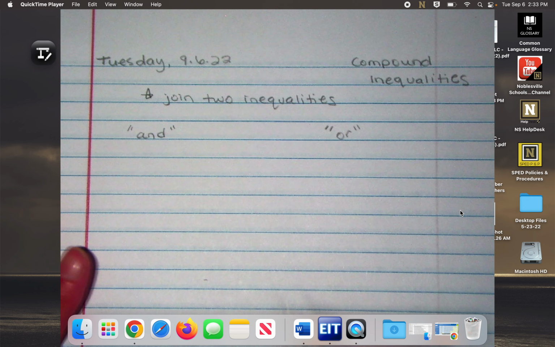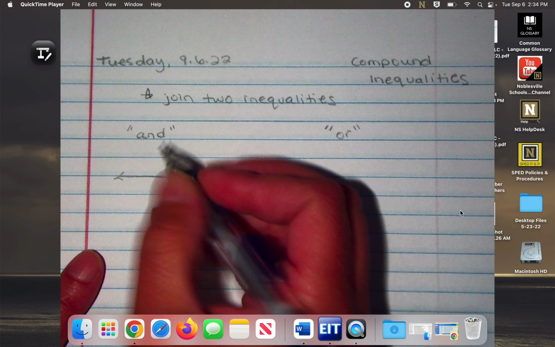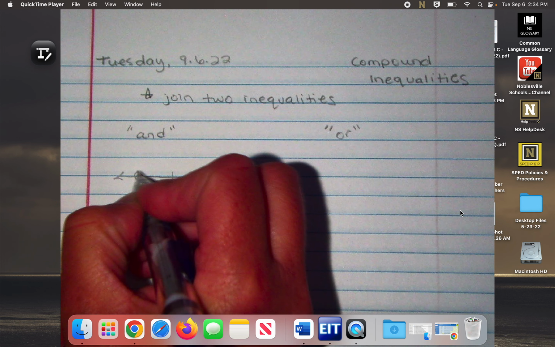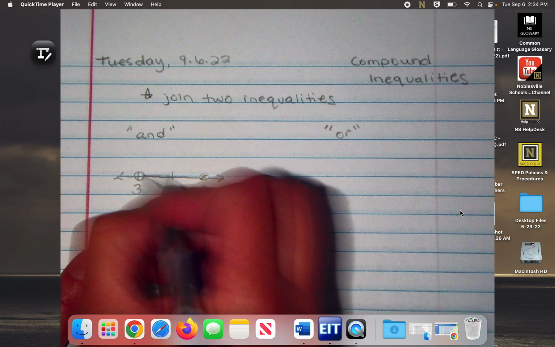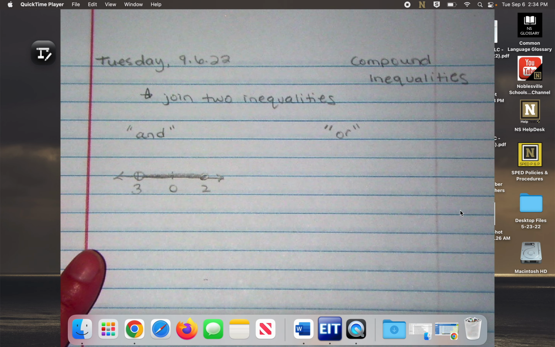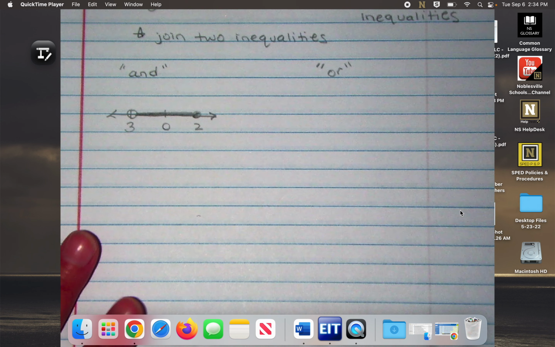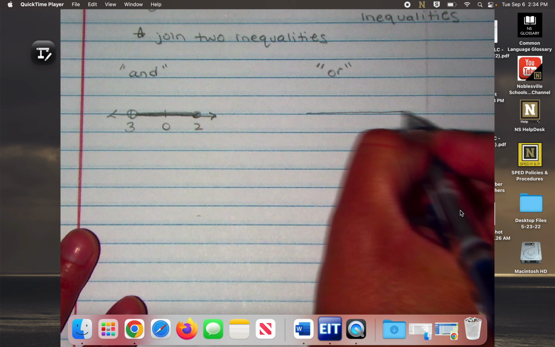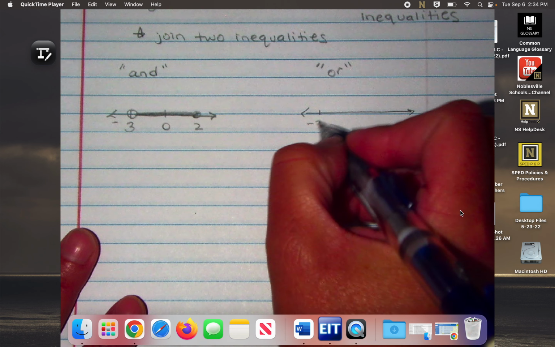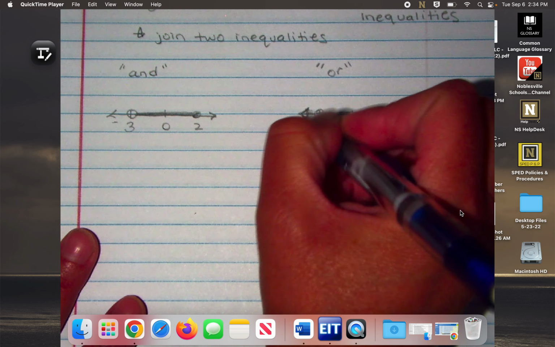Okay. So an and inequality, when you graph it, might look something like this. They're going to be connected, which I know doesn't make a whole lot of sense right now, but it will once we work through the lesson. And then an or would be when they go in opposite directions.